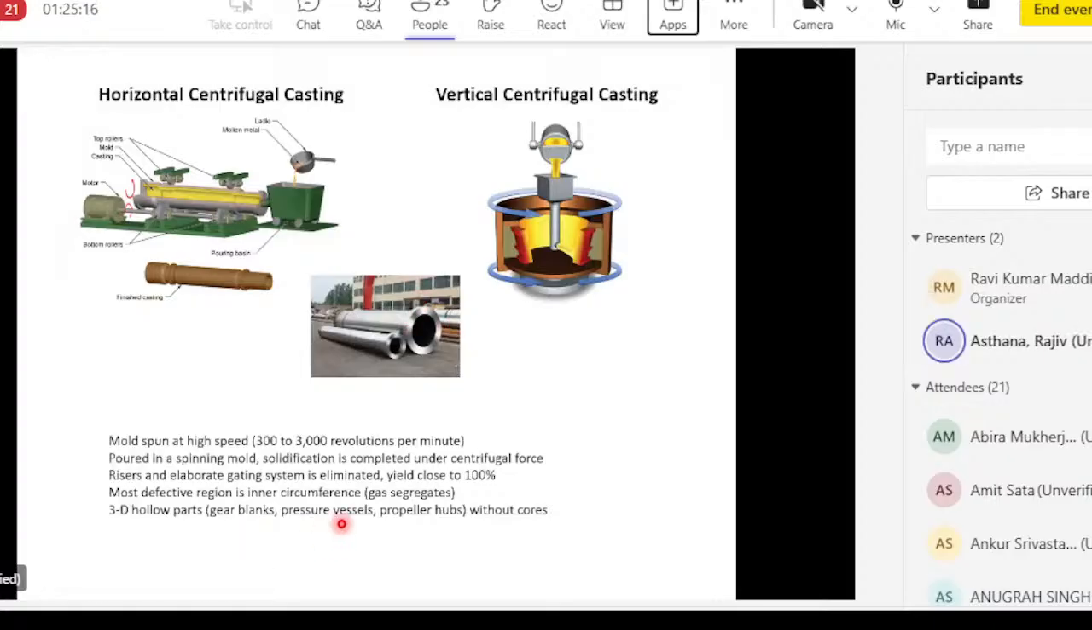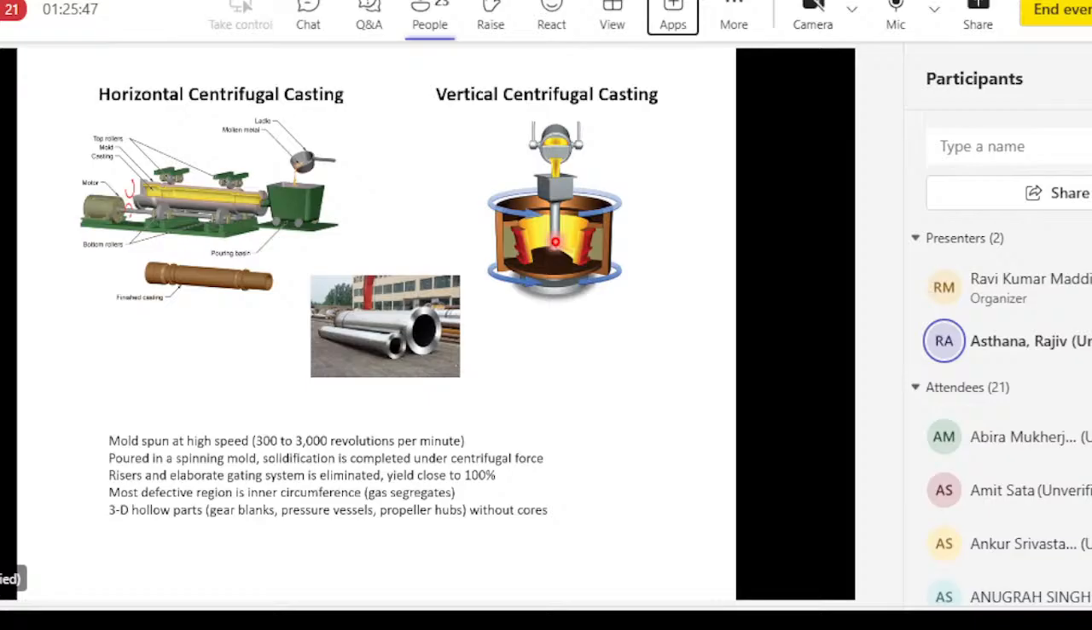So this process is used to make some special shapes. Mostly these kind of hollow tubular parts, gear blanks, pressure vessels, propeller hubs. Those kind of things are most easily cast using centrifugal casting. I mean, if you make this kind of a part, like a pipe like this, without rotation, how would you do that? In a sand mold, you will have to make a sand core, put the sand core inside and pour metal around it. But when you use centrifugal casting, you don't need any sand core. The centrifugal force itself takes care of that problem.